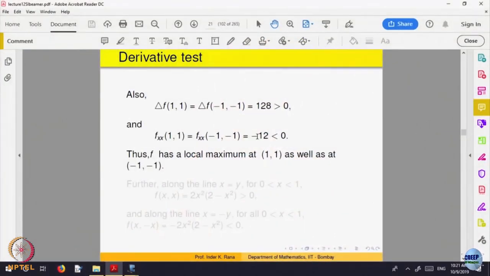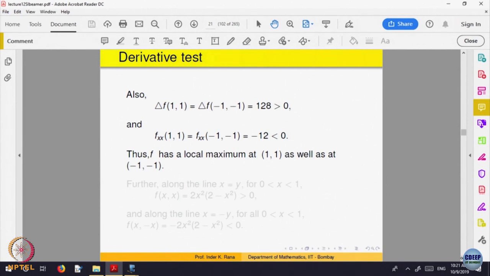And similarly for the other one, because it is a product, the product will not change. You can check that at the point (-1,-1) also, the discriminant is bigger than 0 and fxx or fyy is also less than 0. So both the points are points of local maximum, so the test applies to both of them.